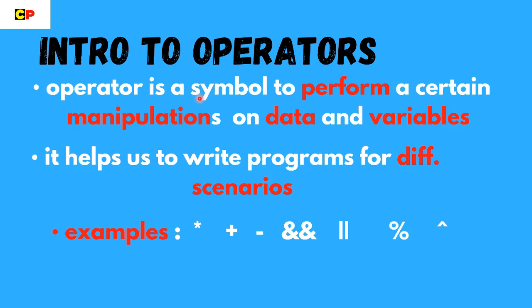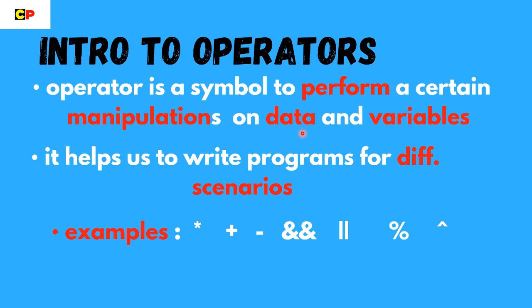Coming to the first topic, which is intro to operators. So we'll have the definition of operator. As we know, the definition says that an operator is a symbol to perform a certain manipulation on data and variables. So basically you can get an idea about the operators from the name only. If you say operators, then that means you are saying something to operate on something.